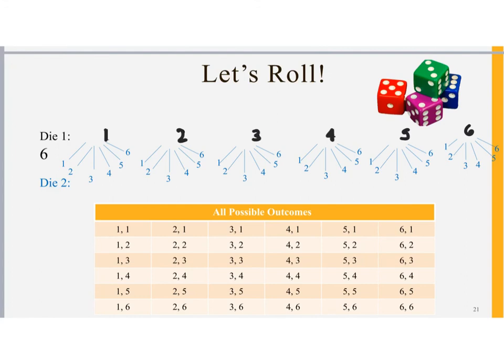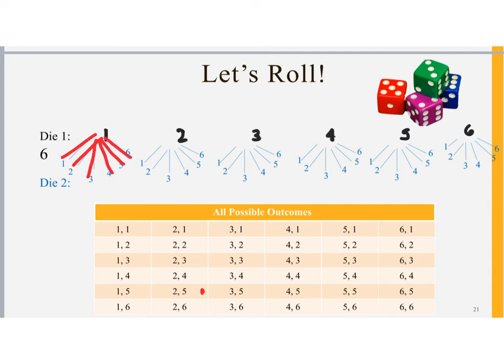Now let's look at probability rolling 2 six-sided dice. The first die could land on 1, 2, 3, 4, 5, or 6. And the second die could also land on 1, 2, 3, 4, 5, or 6. So there are 36 possible combinations that can happen here. I can roll a 1, then a 1, a 1, then a 2, a 1, then a 3, a 1, then a 4, a 1, then a 5, a 1, then a 6.